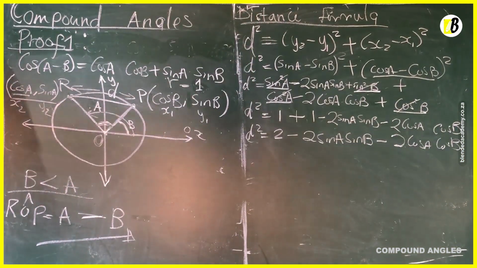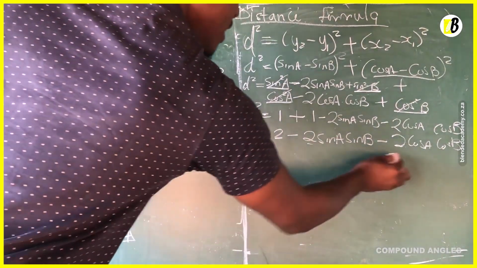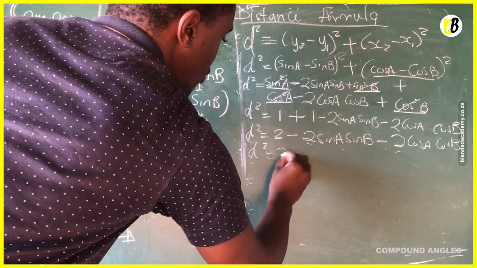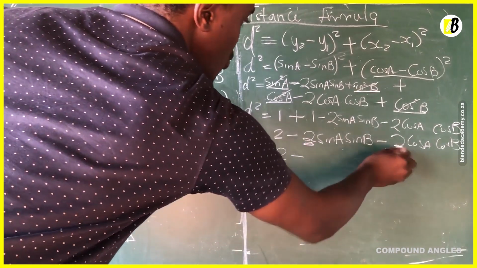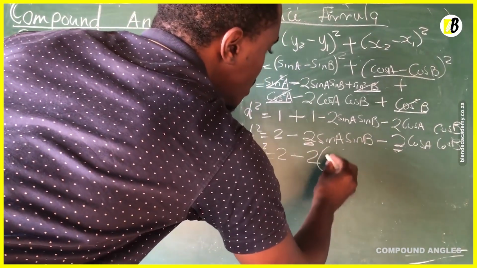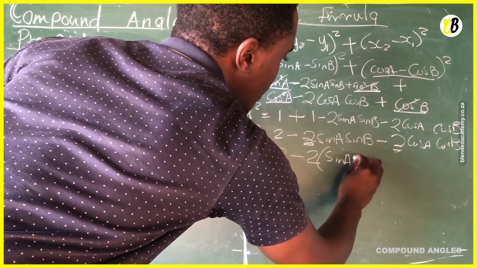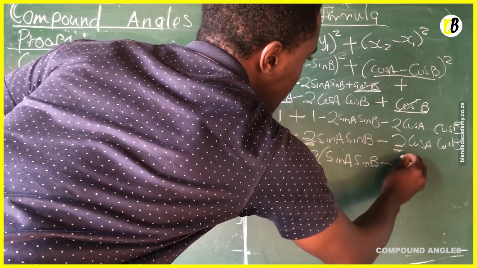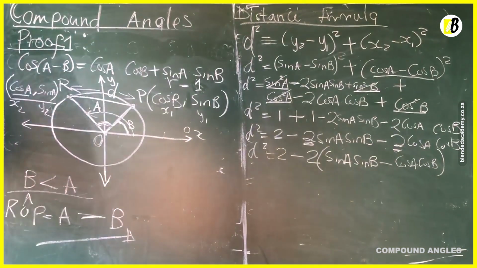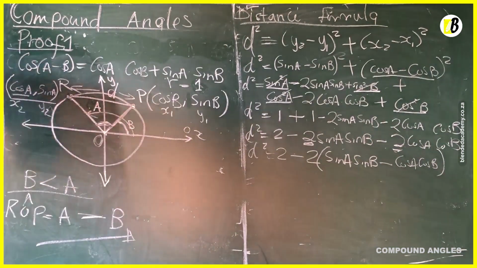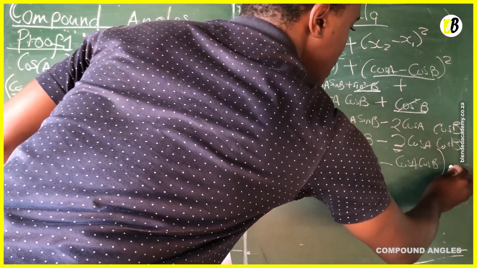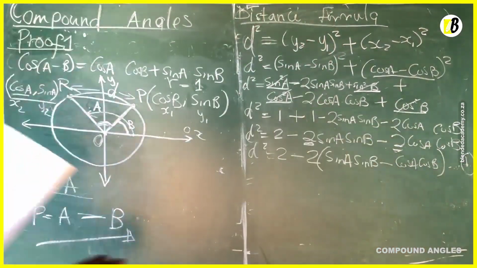And then from there, we can just take the highest common factor from these two. The highest common factor is 2 here. So we're going to try to factorize this. And then it's going to be 2 into sine A sine B minus cos A cos B. So now from there, we're going to need to name this equation. Let's name it equation 1. So this is our first equation.